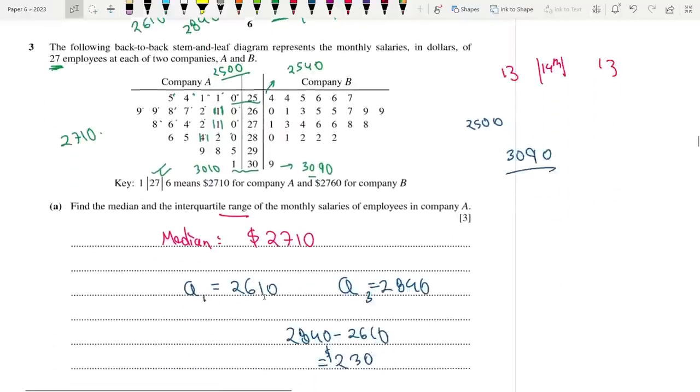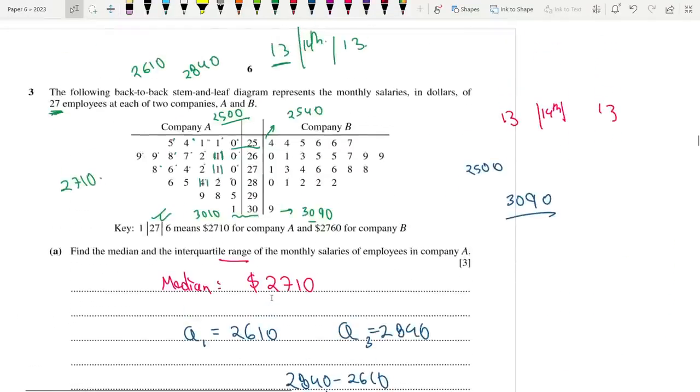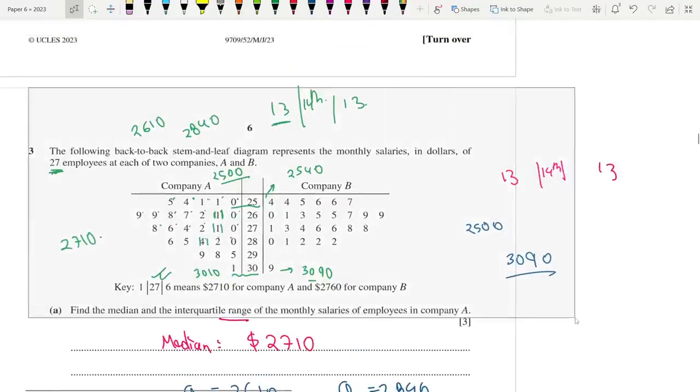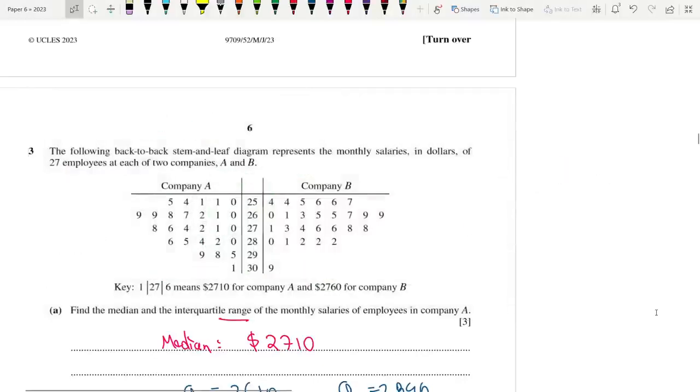Question number 3. I actually have 3 done. I did it before. Let's do it again. No problem. So the following back-to-back stem-and-leaf diagram represents the monthly salaries in dollars of 27 employees at each of 2 companies A and B. Find the median and interquartile range of the monthly salaries of employees in company A.